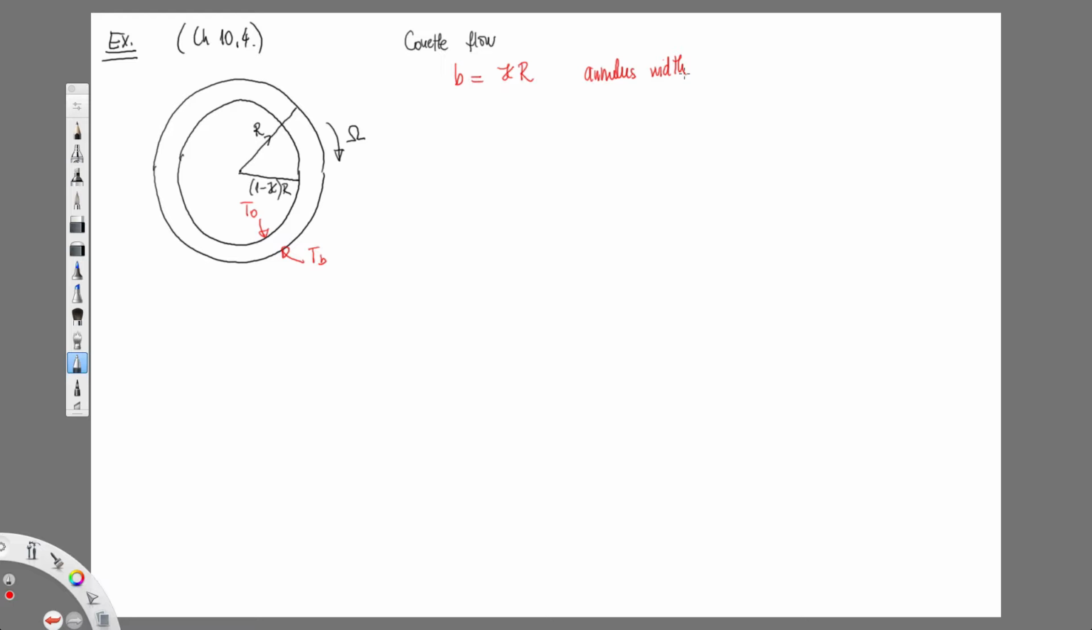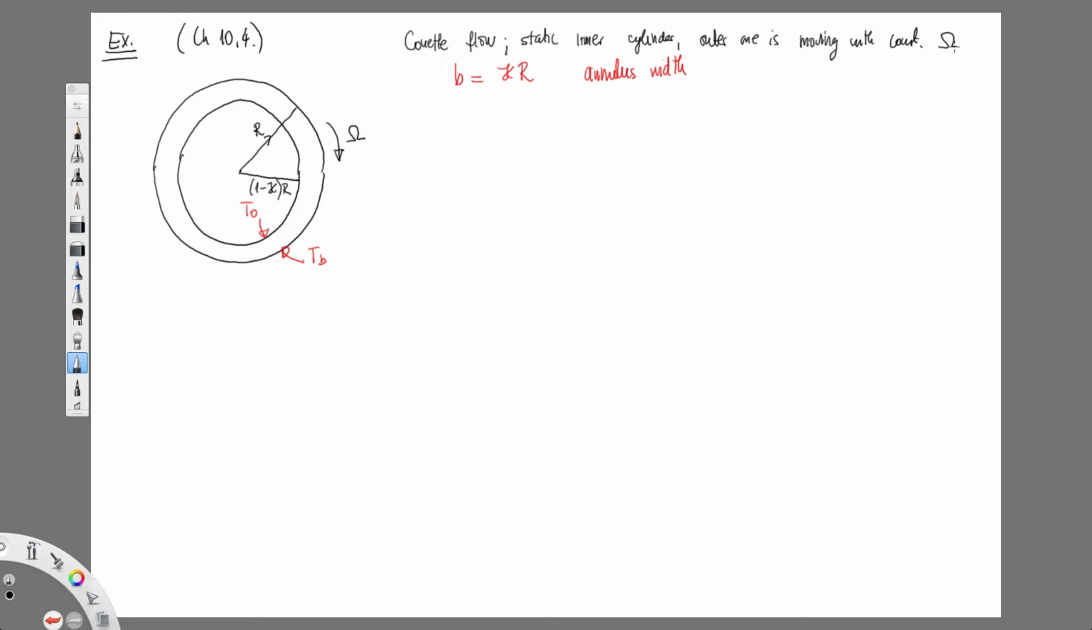So again, inner cylinder is static. So static inner cylinder. And outer one is moving with constant angular velocity omega. And now, in addition to that, we have inner and outer cylinders at different temperatures.